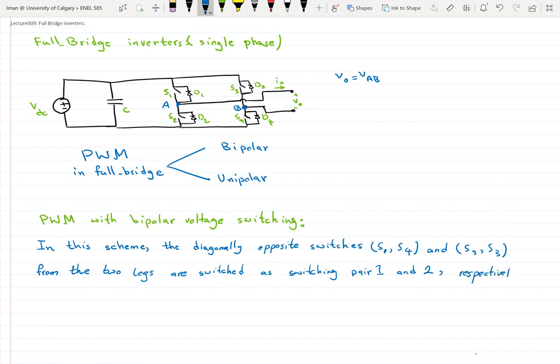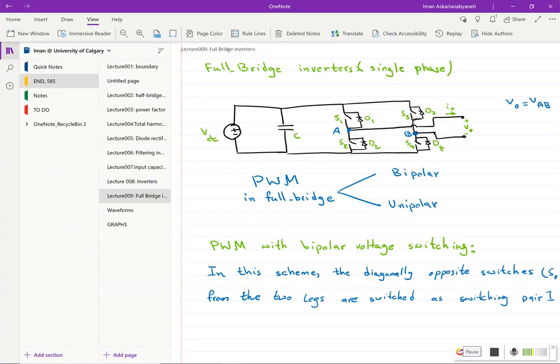So what does that mean? So that means that S1 and S4 turn on and off at the same time, and similarly S2 and S3 turn on and off at the same time. So you can't have a moment where S2 is on and S3 is off. So that's what we mean when we say as pair 1 and 2. So the red is pair 1 and the blue is pair 2. So let's bring the voltage waveforms of the outputs.